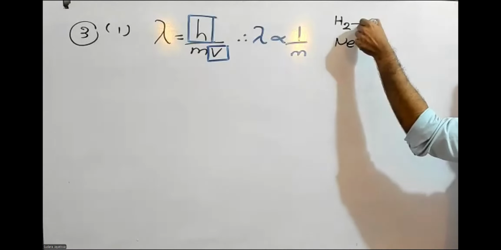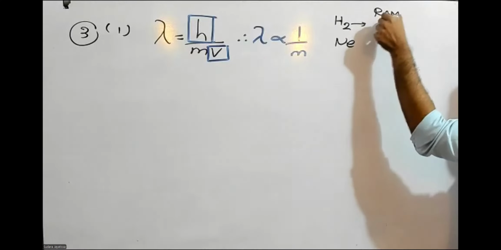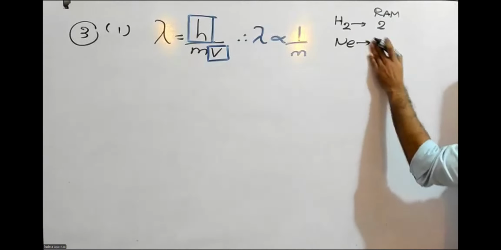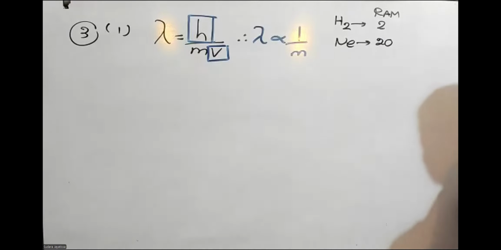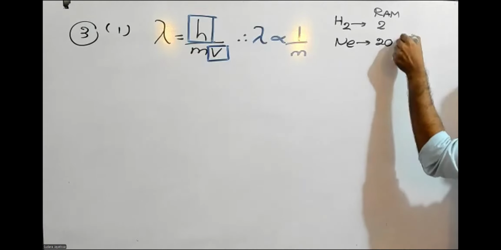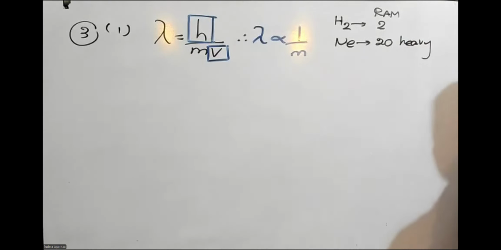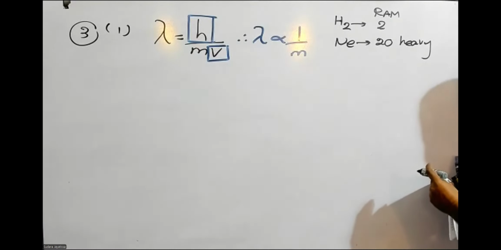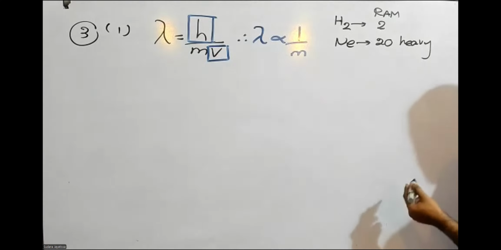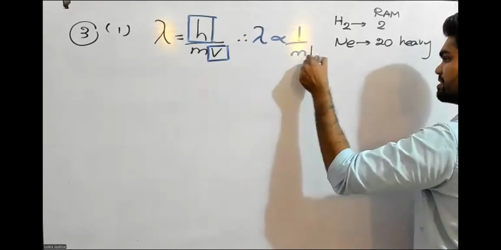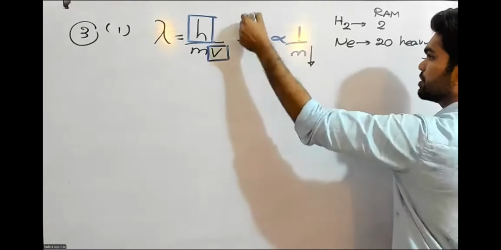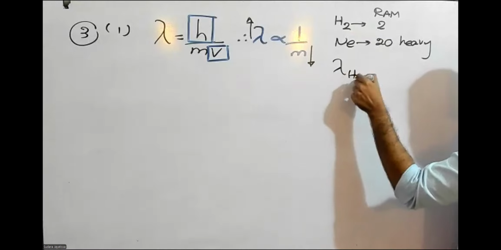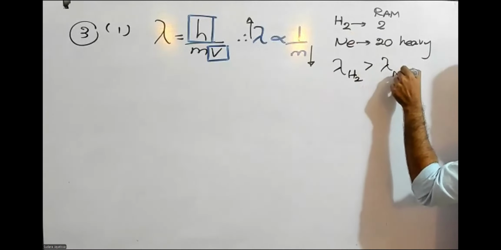The hydrogen molecule will have a relative molecular mass of 2. Neon will have somewhere around 20. So you can see now neon is heavier. That is a heavy atom. So the H2 molecule will have a longer de Broglie wavelength. If the mass is lower, then the de Broglie wavelength is going to be higher, isn't it? So H2 will have a higher de Broglie wavelength than the neon atom.